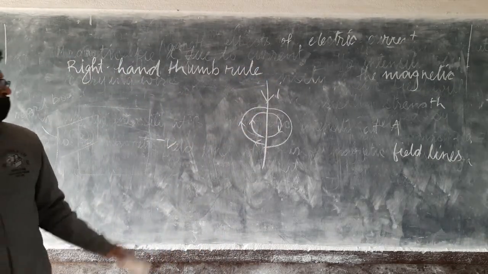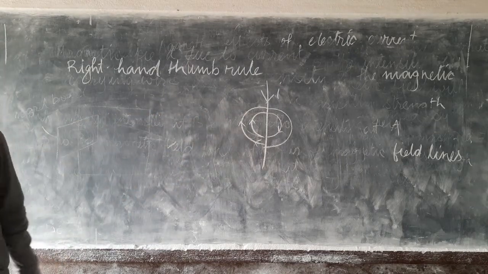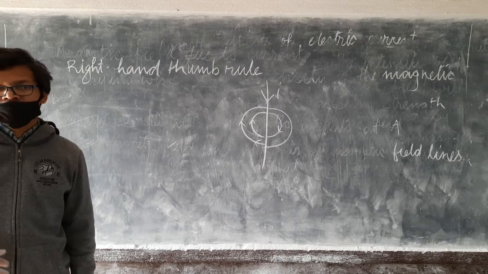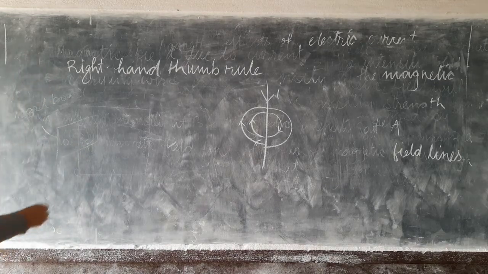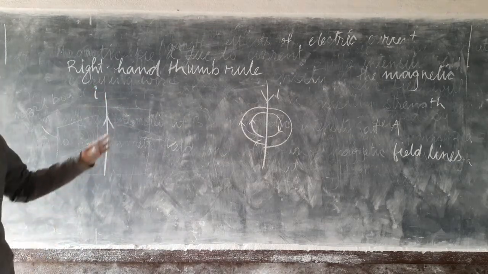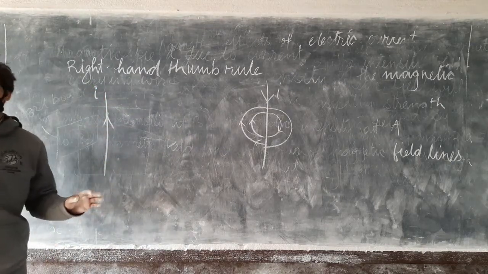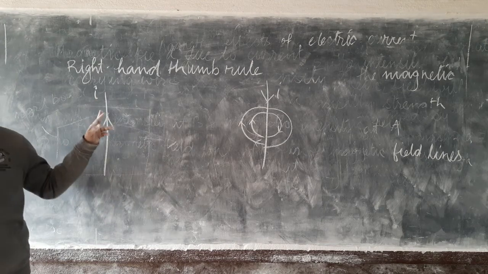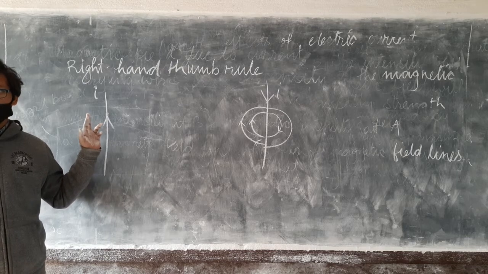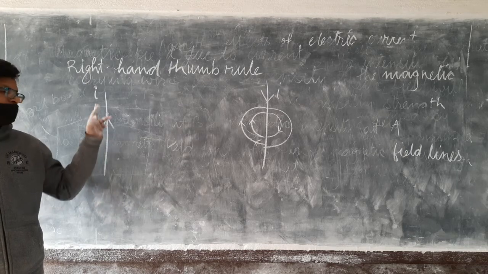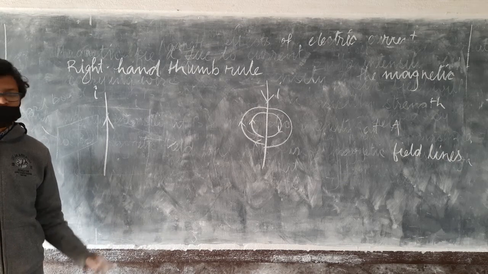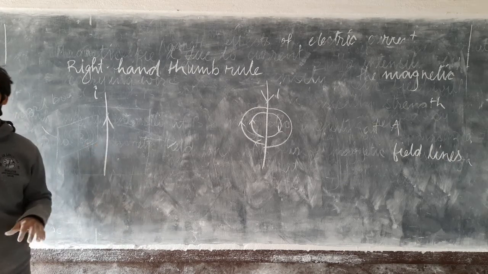If you want to find the direction of magnetic field line due to a current carrying wire, then what you will do? Suppose this is the wire which is carrying current I. Point the thumb of your right hand along the direction of current and curl your hand. Then the direction of curl will give the direction of magnetic field line.